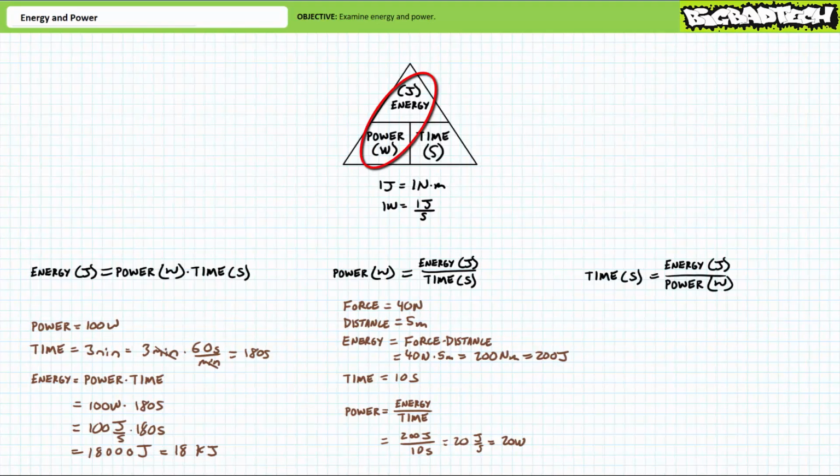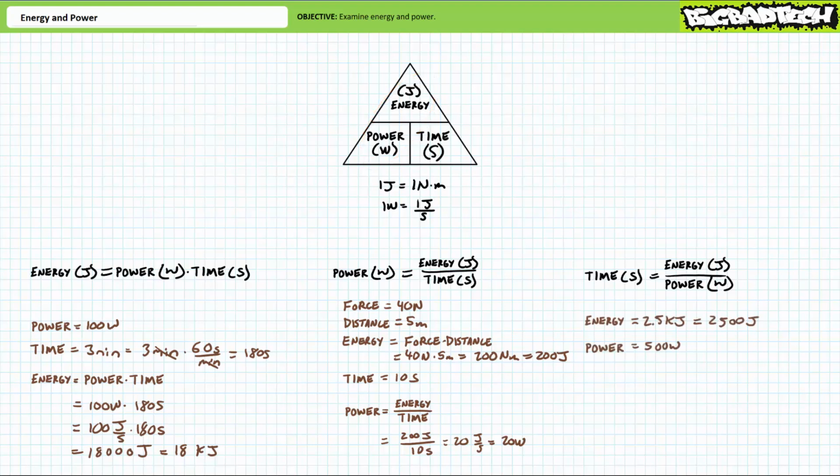Finally, time is energy over power. Let's say a 500-watt heater has put 2,500 joules of energy, or more appropriately 2.5 kilojoules of heat energy into a system. If time is energy over power, this demonstrates that the heater has been working for a total of 5 seconds. The concepts and the units should make sense.